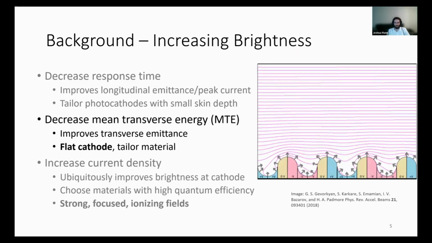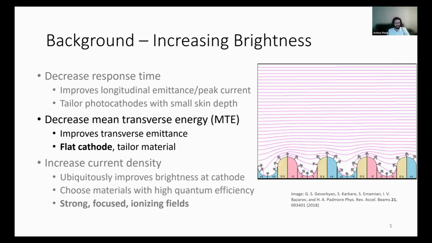Another way of improving brightness is by decreasing the mean transverse energy. This is a really common term in the photocathode group in CBB, but it's less common elsewhere. It really is just the average transverse energy of your beam, where the longitudinal direction is where your beam is going on average. And so if you have a lower mean transverse energy, then you have a lower transverse momentum spread and therefore a lower emittance.